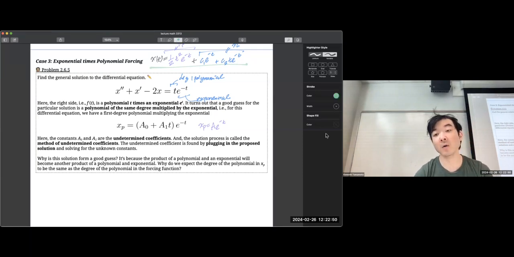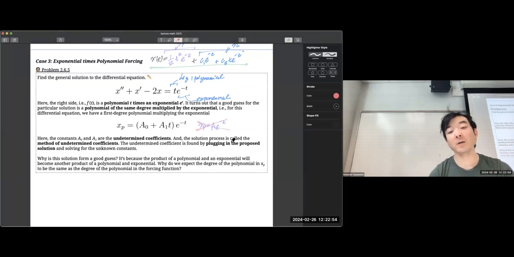So you cannot go lower, although you could go higher. So you could say hypothetically you want to do this and say a0 plus a1t plus a2t squared times e to the negative t. This is okay technically, but there's going to be a bunch of terms on the left-hand side. If you plug this in, first of all, it'll be more work.